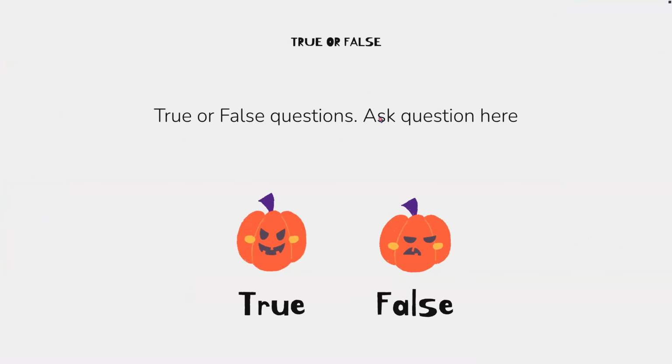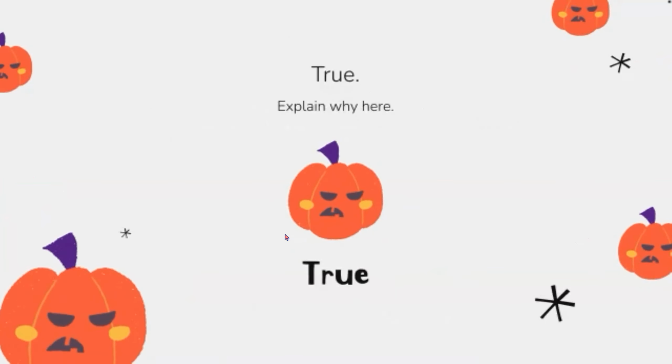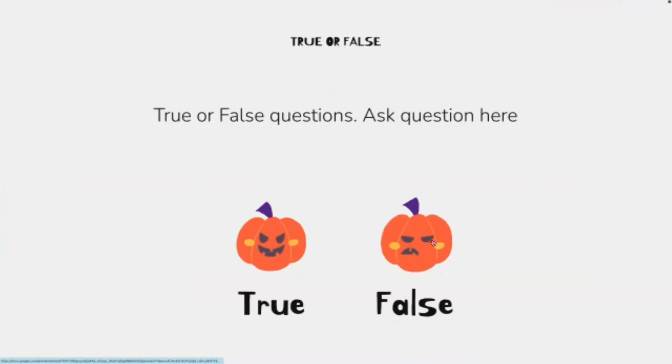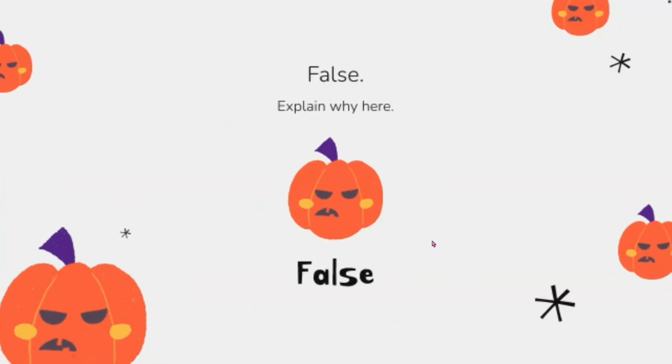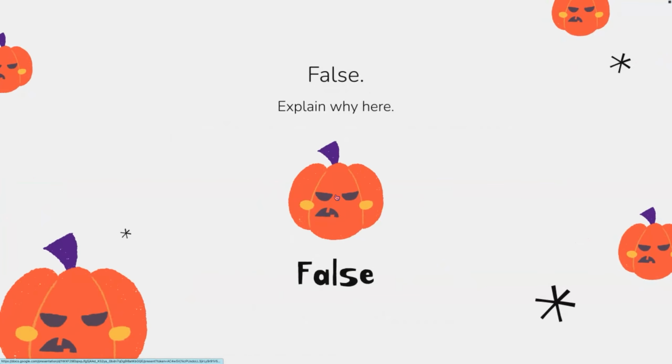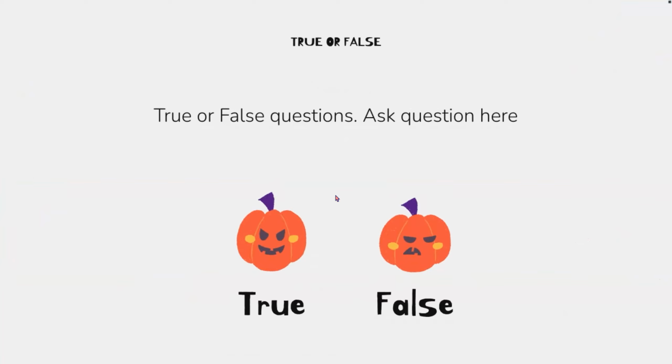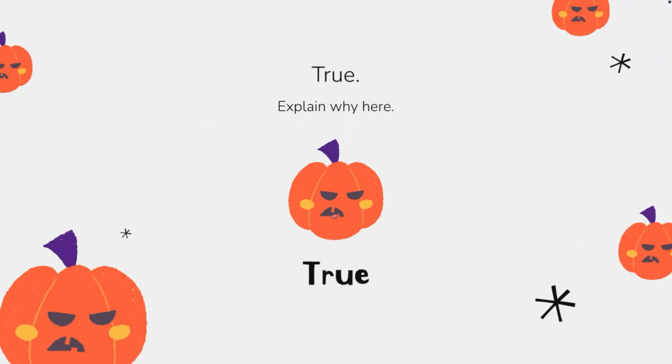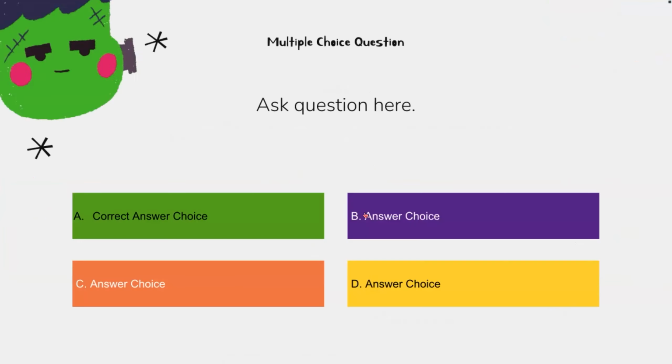So let's get through to our next question type, which is true or false. You'll ask your true or false question. If the answer is true, it's going to take you to the true slide where you can explain. If the answer is false, you click on the false pumpkin and it will take you to where you can explain. Clicking on that pumpkin takes us to the next question. So let's just get through.